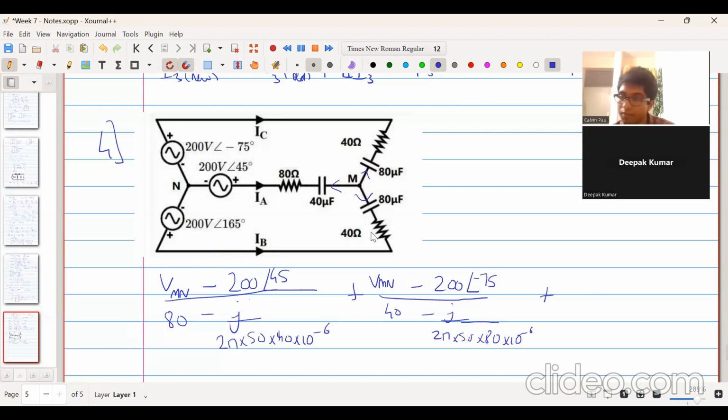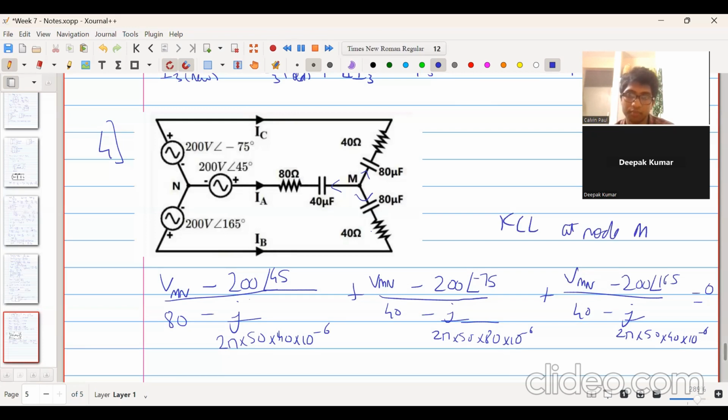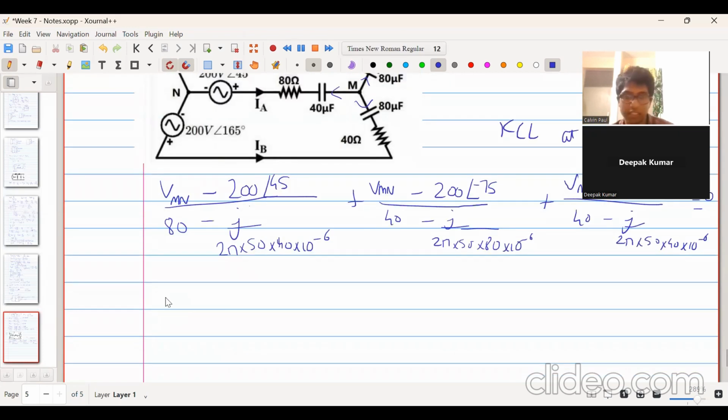Plus this current, that is VMN minus 200 angle 165 upon 40 minus j upon 2 pi into 50 into 40 into 10 to the power minus 6, is equal to 0 by applying KCL at node M. So we get VMN minus 200 angle 45 divided by 80 minus, what is this? 2 pi into 50 into 40 into 10 to the power minus 6. Calculate.